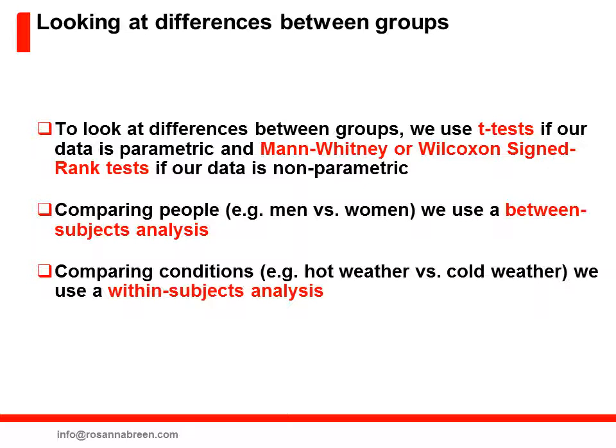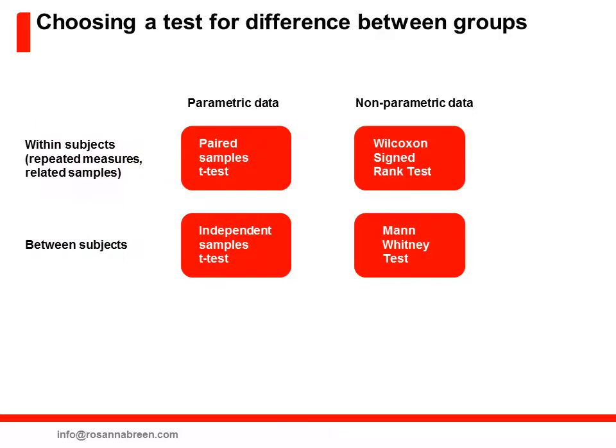We also need to consider whether we're actually comparing people or conditions. If we're comparing two separate groups of people, we use a between subjects analysis. But if we put the same group of people into two different conditions, for example hot and cold weather, to look at whether their exam performance is enhanced by hotter or colder weather, we'd use a within subjects analysis.